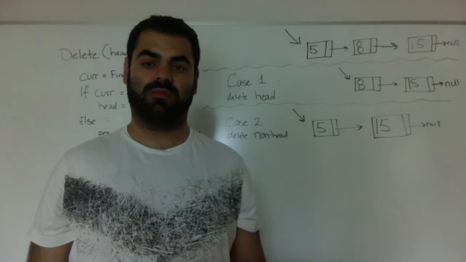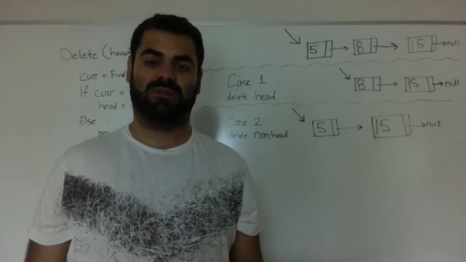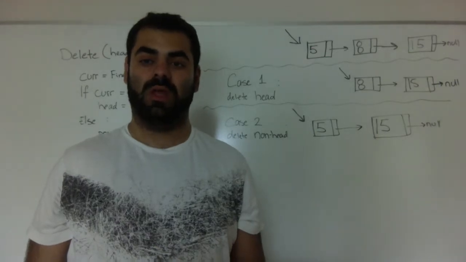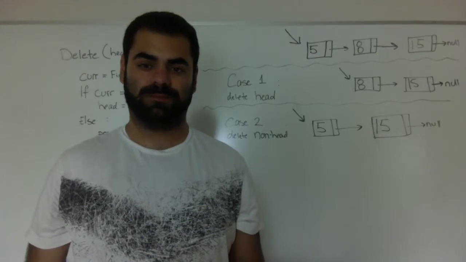There's a head pointer that points to the head of the list, so that's the arrow pointing to 5. And then we have these next pointers from each node pointing to their neighboring node. And finally, if you notice, the last pointer is a null pointer.